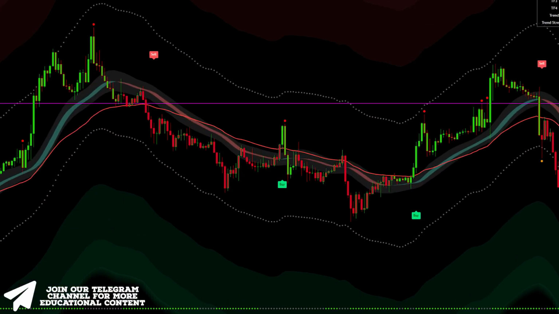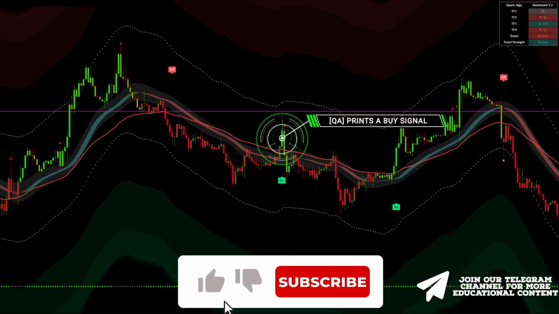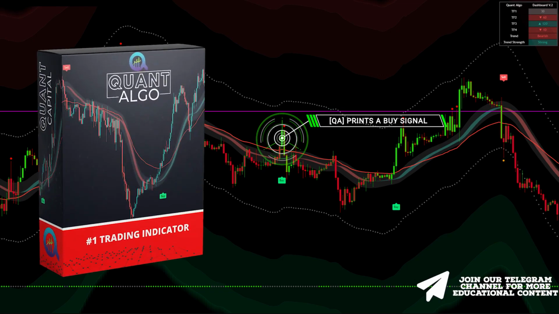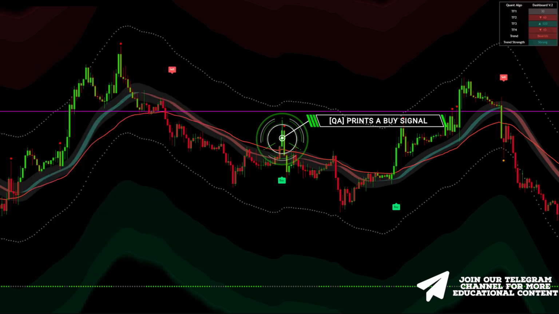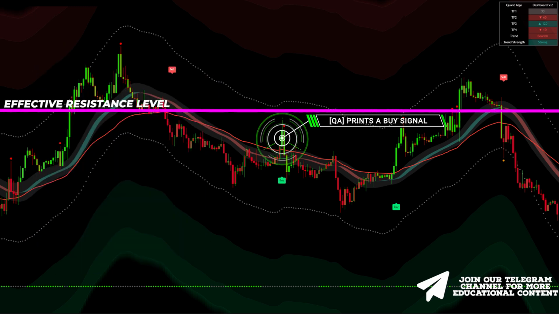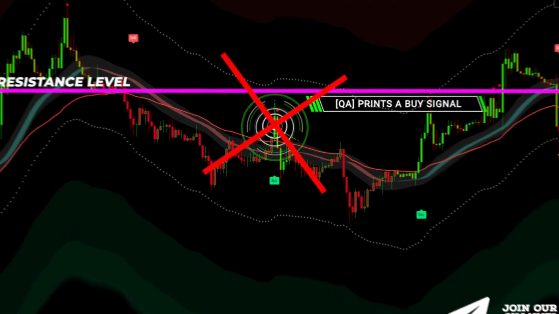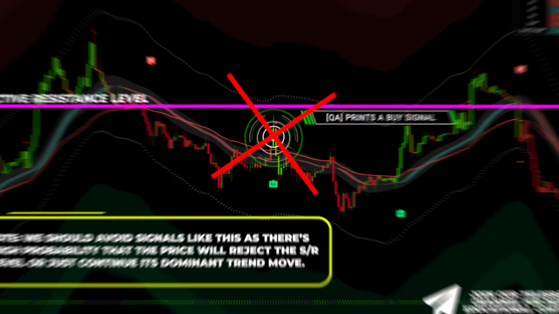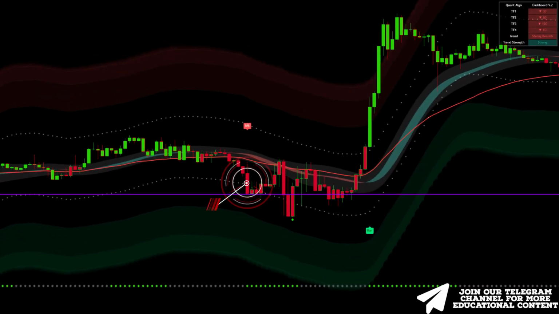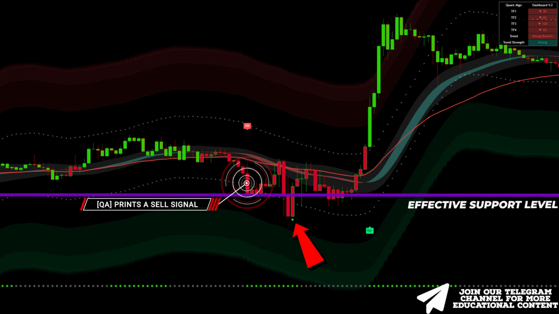Okay, let's go. Observing the chart, a buy signal is evident at this point. It's noteworthy that, in this instance, we'll examine examples using our proprietary indicator QuantAlgo version 2.1. So, we can also see that the buy signal is located too close to the effective resistance level, which is why we should avoid it, as there's a high probability that the price will reject it or just continue its dominant trend move. Again, here's gold, and we can see that the sell signal occurred right at key effective support, and the price just rejected this level and reversed to the upside with a perfect buy signal.